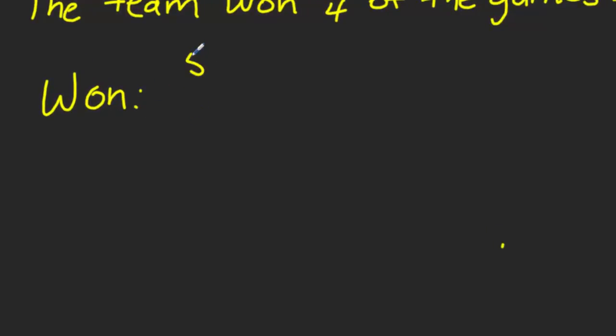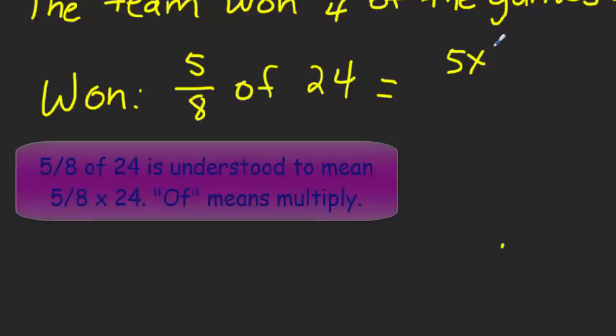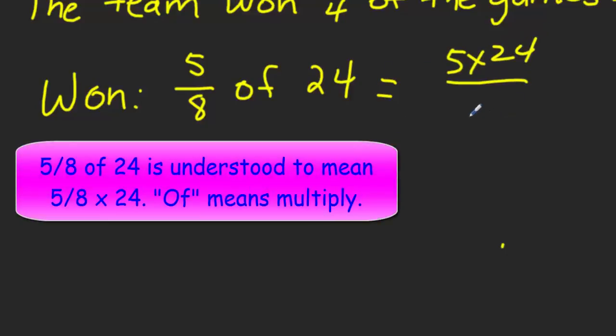So she was in 5/8 of, and remember our number was 24. That was how many games there were that the team won. She was in 5/8 of that amount. This is just 5 times 24 over 8.